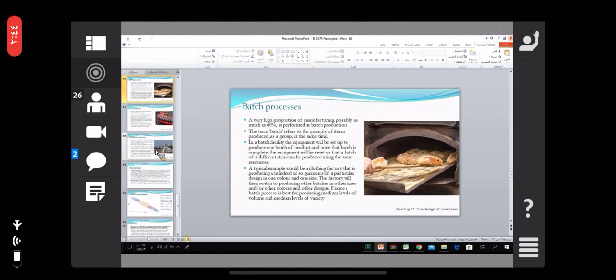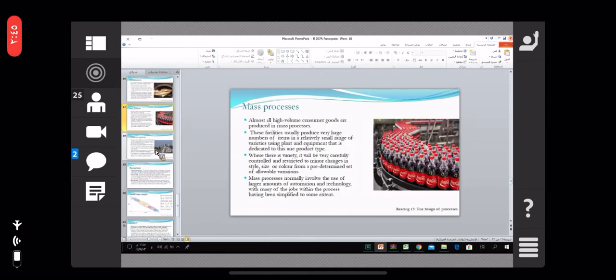Of course, the equipment will be reset every time. When you change the kind of product, the equipment will be reset. So batches of different items can be produced using the same resources. You don't change the resources; with the same resources, you produce a different product. This is the batch.